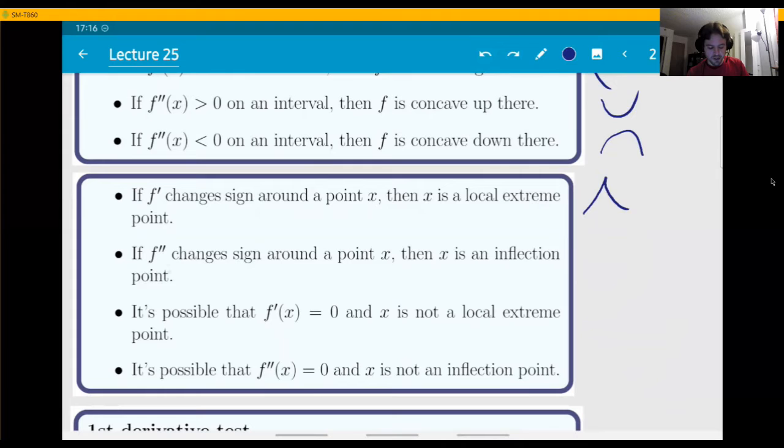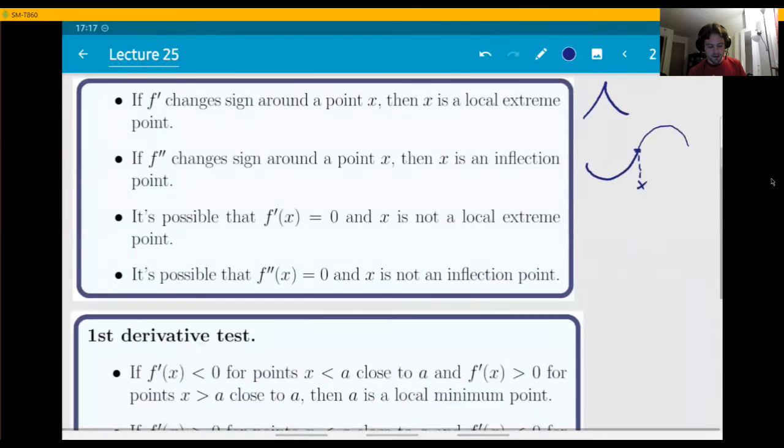And then similarly, if the second derivative is changing sign around the point x, then x is called an inflection point. Imagine a function that has a positive second derivative up to here, and then it becomes negative. So then it becomes concave down. This point right here, this x value would be an inflection point. But be careful, it's possible that the derivative or the second derivative are equal to zero without the point being an extreme or inflection point. Usually we want to find these locations where the derivatives are zero only because we are actually interested in the locations where they are positive or negative.